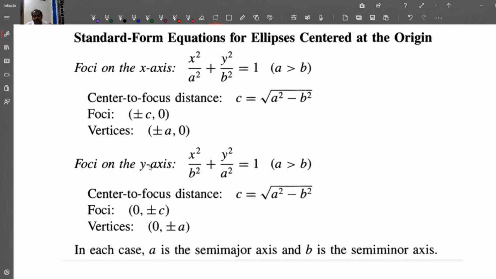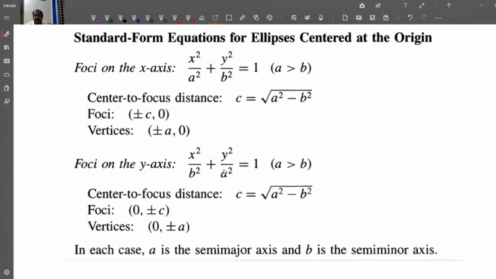Now if the foci lie on the y-axis, the equation of the ellipse will be x square by b square plus y square by a square equal to 1, with a greater than b. That is, remember here the denominator of y square is greater than the denominator of x square, and here the denominator of x square is greater than the denominator of y square.